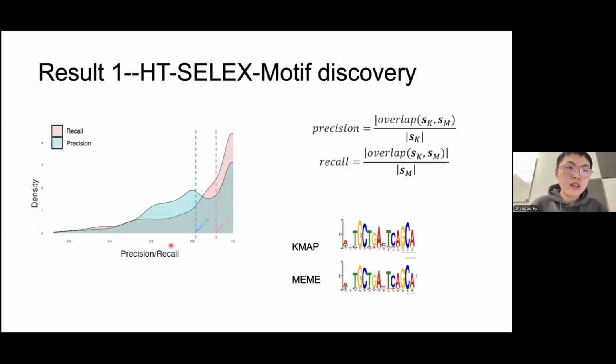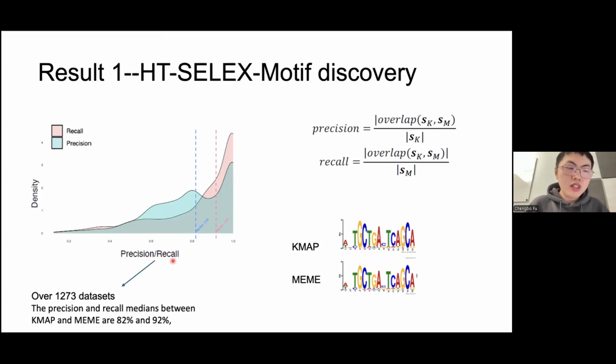We conducted 3 kinds of experiments to demonstrate KMAP's ability in different scenarios. The first is on the high throughput SELEX data. This data comes from an in vitro environment, so that means the data is very clean. And a priori, we know there is only one major motif signal in each individual data set. So it's a very nice data set for us to do the benchmark.